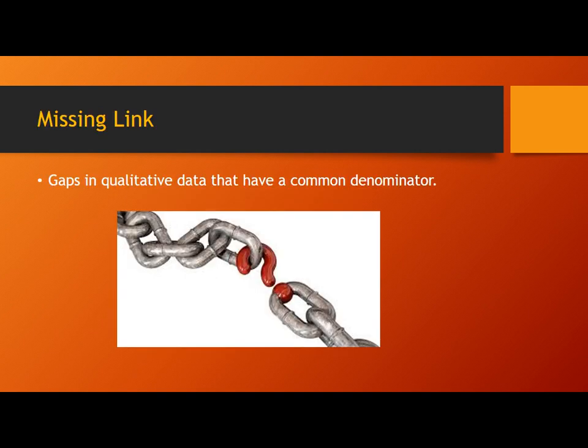Missing link: gaps in qualitative data that have a common denominator. Another form of interpretation or analysis of qualitative data is when you begin to look at different patterns, and then you become familiar with patterns within those patterns, or find where certain patterns are linked by overlapping concepts. This type of strategy is called missing link.